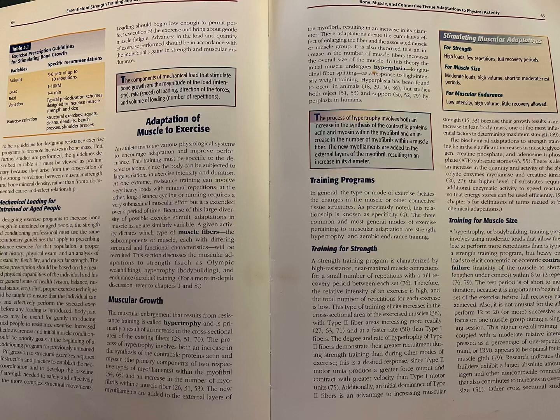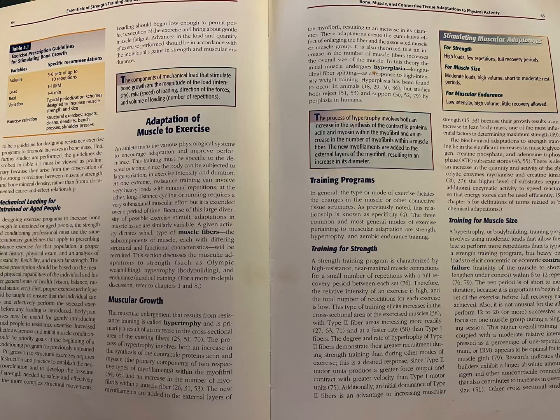The degree and rate of hypertrophy of type 2 fibers demonstrate their greater recruitment during strength training than during other modes of exercise. This is a desired response, since type 2 motor units produce a greater force output and contract with greater velocity than type 1 motor units. Additionally, an initial dominance of type 2 fibers is an advantage to increasing muscular strength because their growth results in an increase in lean body mass.